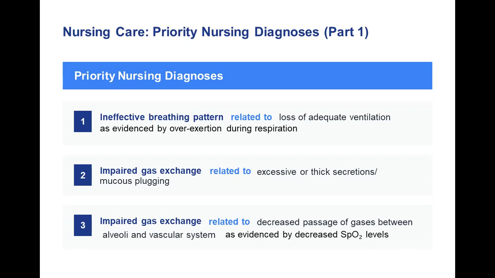Diagnosis 3, a separate but related impaired gas exchange. This one is related to decreased passage of gases across the damaged alveolar capillary unit. It is evidenced by your SpO2 monitoring, specifically decreased SpO2 levels. Interventions focus on maximizing oxygen delivery and improving perfusion.